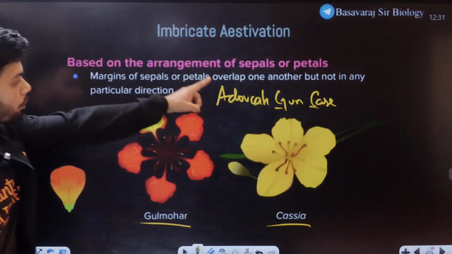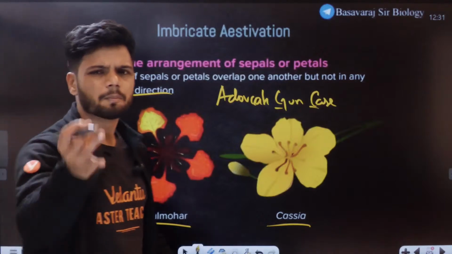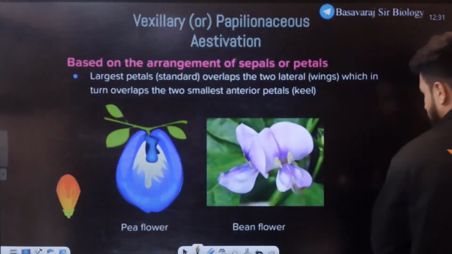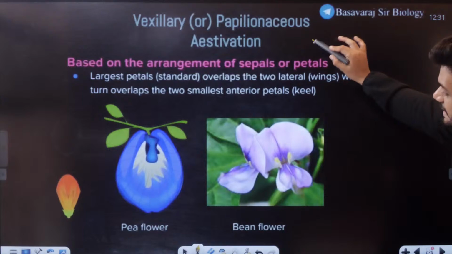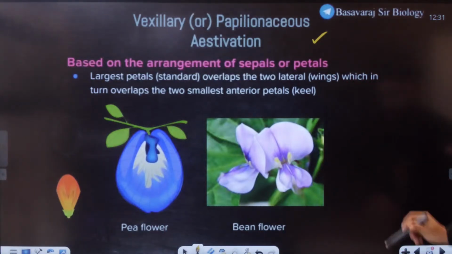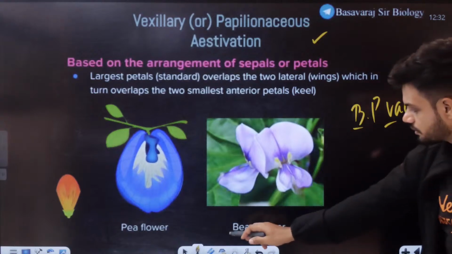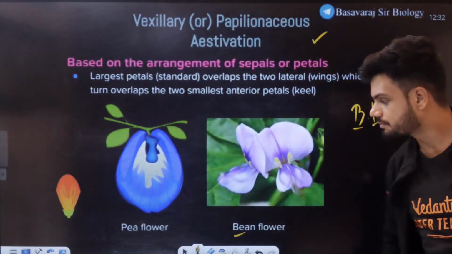Margins of sepals or petals overlap one another, but not in any particular direction. Last one is vexillary estivation. You can remember this on your own. It doesn't require much. The mnemonic is BP vaccine: V for vexillary, B for bean, and P for pea.